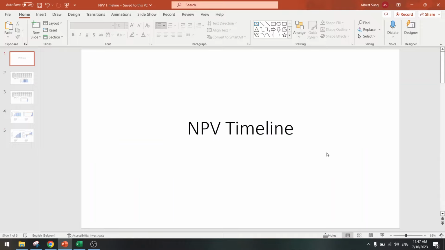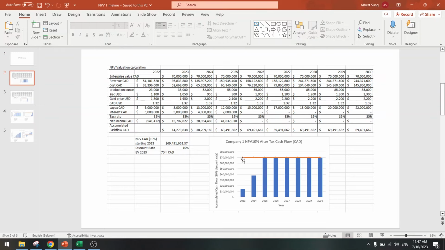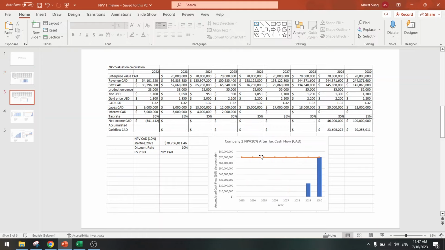So if I had to choose, I would, of course, take this company. So that's the importance of looking at the NPV timeline. Do not stare blindly at the net present value of a company. You need to visualize how the cash flows are coming in. Do they come in earlier or do they come in at the end?